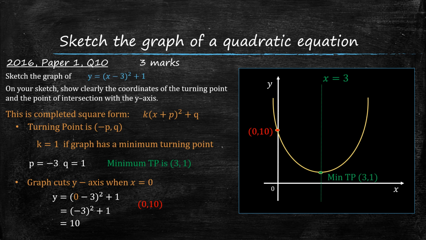We read off the turning point. Because the equation was given to us in completed square form, we simply read off the turning point from the equation, and then we worked out the y-intercept by setting x equal to 0, and then we drew the points on the graph, the turning point, the y-intercept, and we drew our parabola.